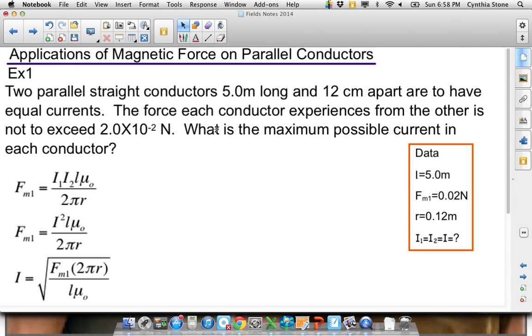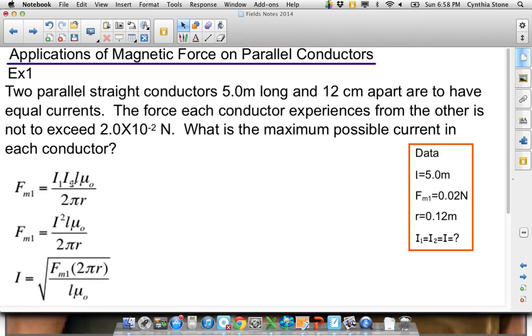The force each conductor experiences from the other has to be less than, so we'll use this case. We'll use force is equal to this, 0.02. So then what is the maximum possible current? So when we're talking about maximum possible, that's assuming that because we can't have a force any bigger than this, so we'll use that as our force, and that'll give us the maximum possible current. Okay, so we're looking for I. So it's just this formula, rearranging for I.